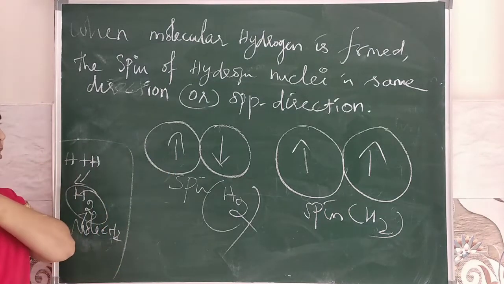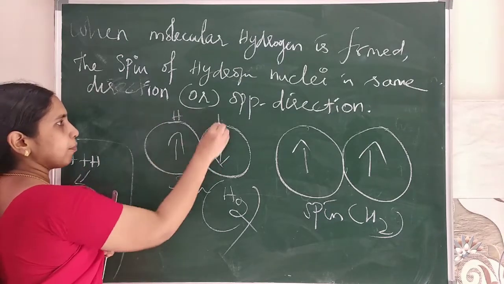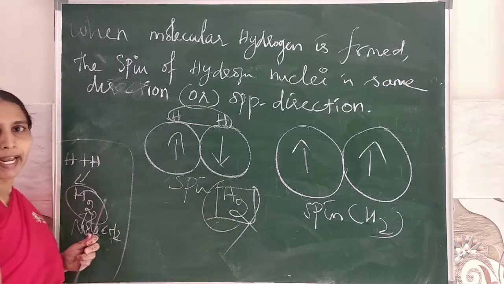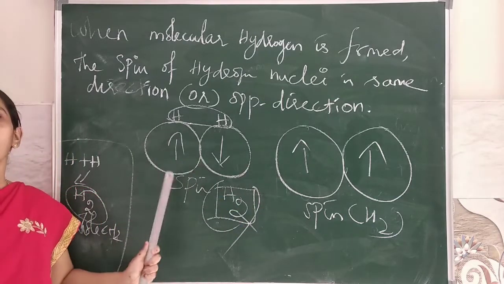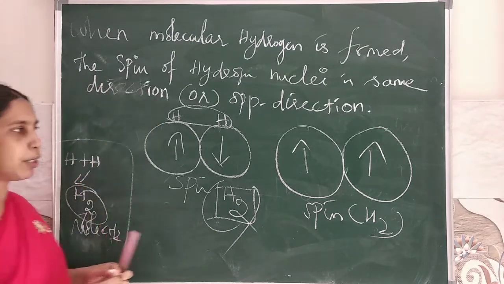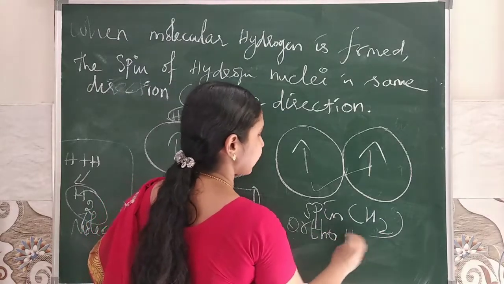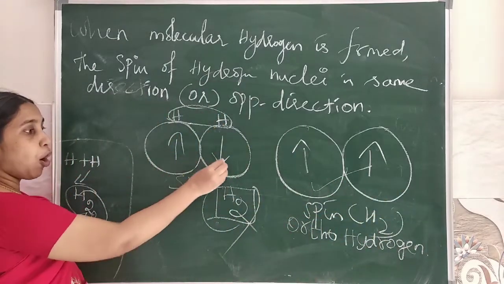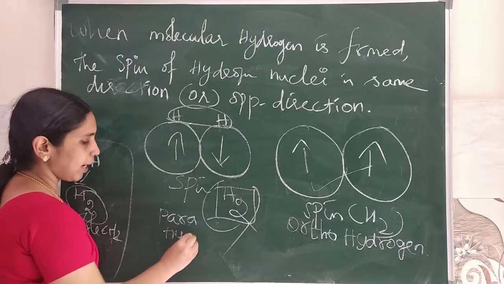When molecular hydrogen is formed, the spin of the hydrogen nuclei, that is the proton, can be either in the same direction. These two are hydrogen atoms. Okay, so these two combine to form an H2 molecule. This spin is either in the same direction or in the opposite direction. If the spin of the hydrogen nuclei is in the same direction, that is orthohydrogen. If the spin is in the opposite direction, it is parahydrogen.